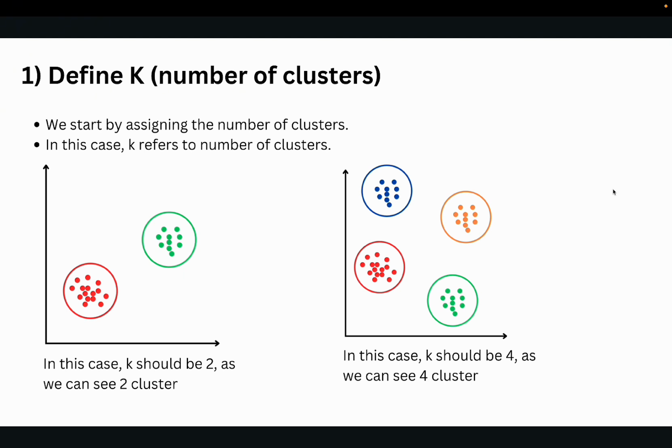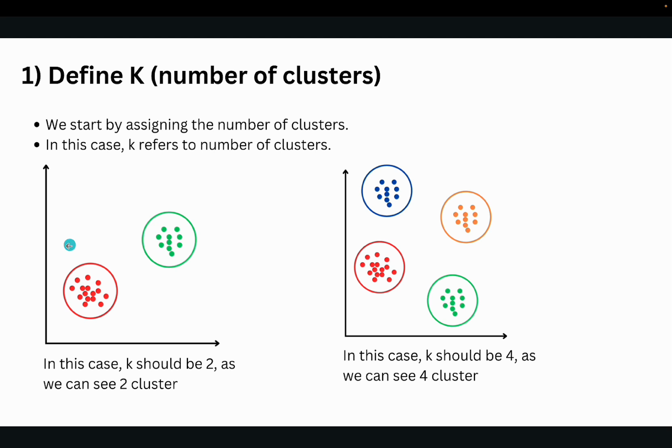Now we move on to step 1, where we define k, or the number of clusters. As we can see from the name itself, k-means clustering means we are trying to identify k number of clusters in a dataset. So if you assign k equals 2, k-means clustering will show you two different clusters in the dataset. Whereas if you assign k equals 5, then we will see 5 different clusters being identified by the same algorithm for the same dataset.